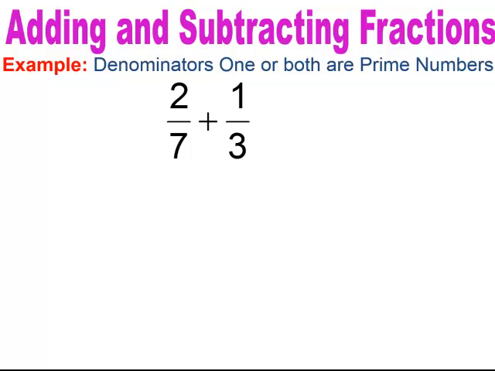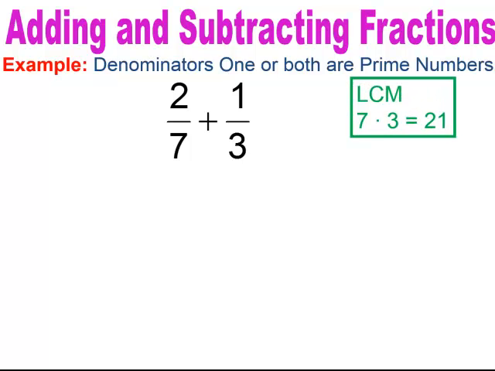This next example, you have 2 over 7 plus 1 over 3, and you're looking at the denominators. They're not the same, so I need to find the least common multiple. Both of these denominators are prime numbers, therefore the only way to find the common denominator is to multiply them together. So the common denominator here would be 7 times 3, which is 21. So my common denominator will be 21.